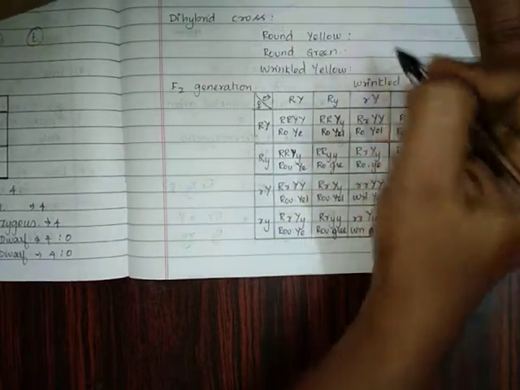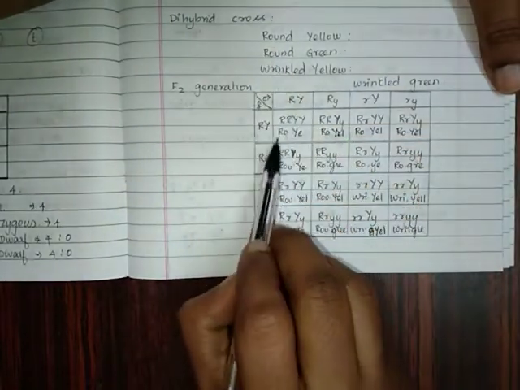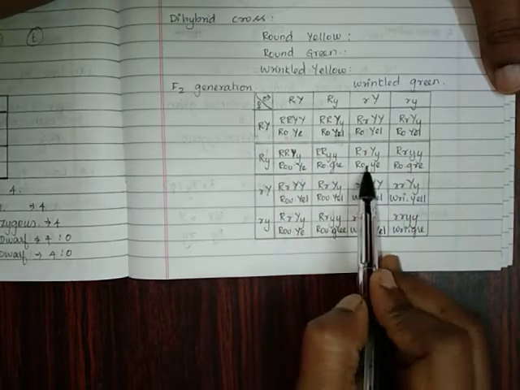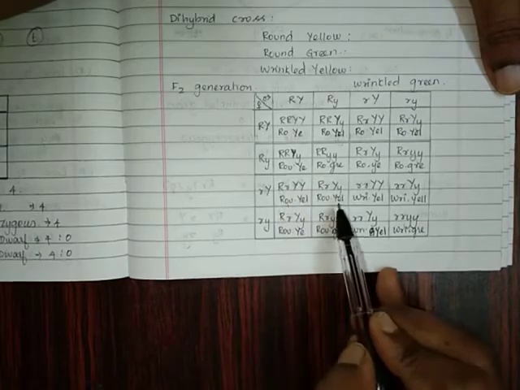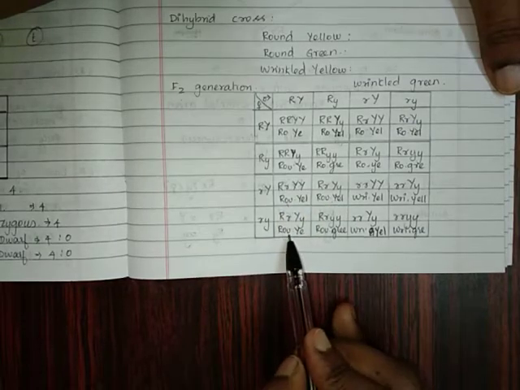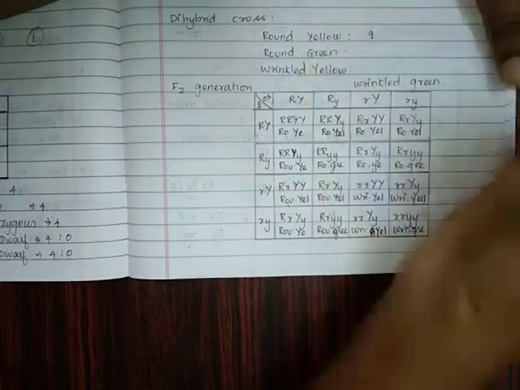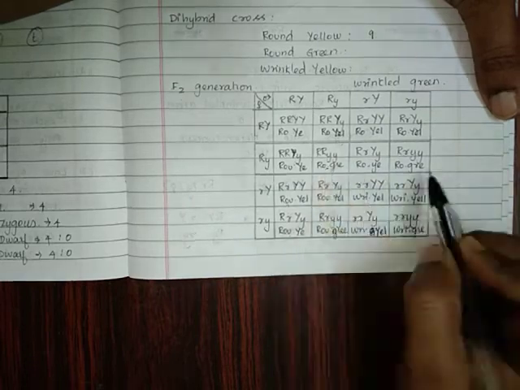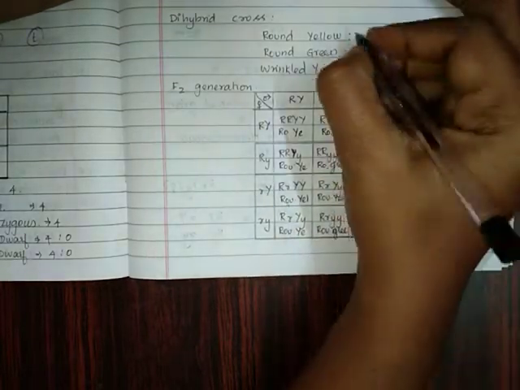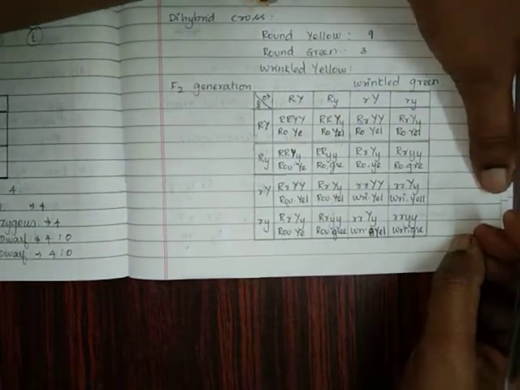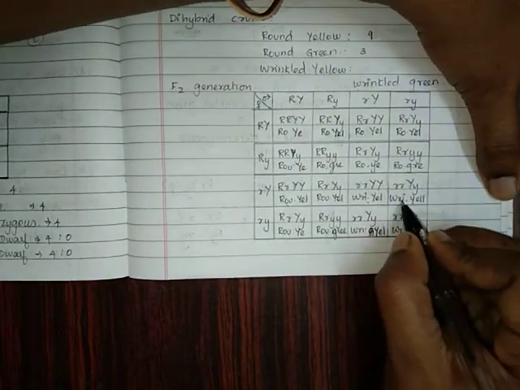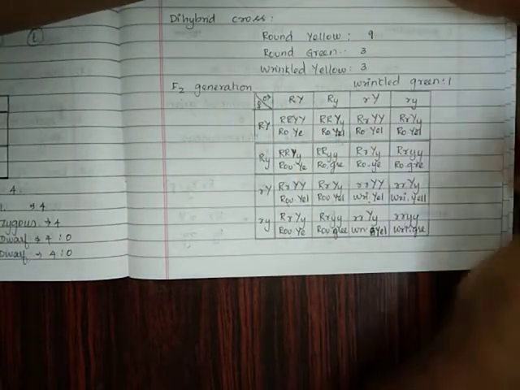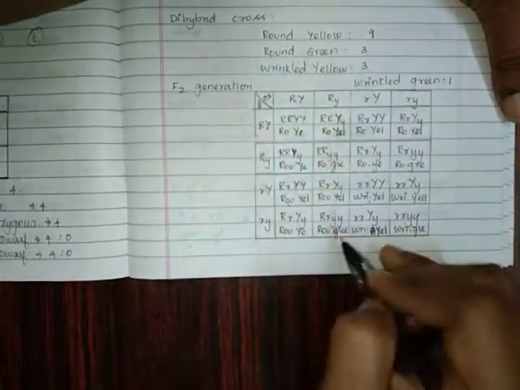Now let us count the numbers in the 4 phenotypes. Round yellow is going to be 1 2 3 4 5 6 7 8 and 9. So round yellow possible is 9. The next is round green: it is going to be 1 2 and 3, so round green is 3. The next, wrinkled yellow, is 1 2 and 3, so wrinkled yellow is 3. Wrinkled green is going to be 1. So this is going to be the phenotypic characteristic.